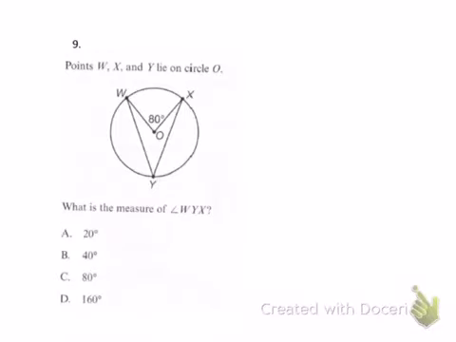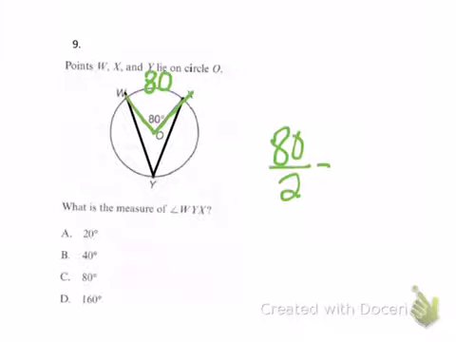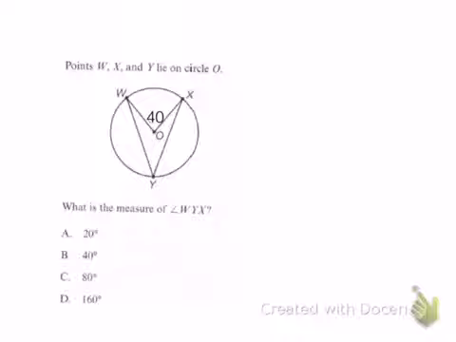Points W, X, and Y lie on circle O. What is the measure of angle WYX, which is here? I know that's an inscribed angle, so I've got to find the measure of the arc. Angle WOX is a central angle, so it would be equal. So arc WX is 80. So the inscribed angle is going to be equal to half of that. So 80 divided by 2 would give me my answer, B. You work this one.